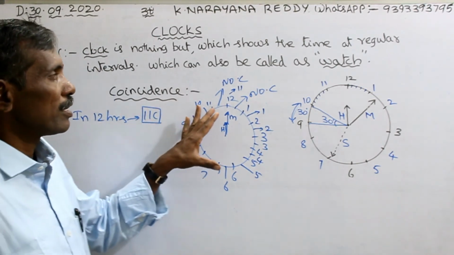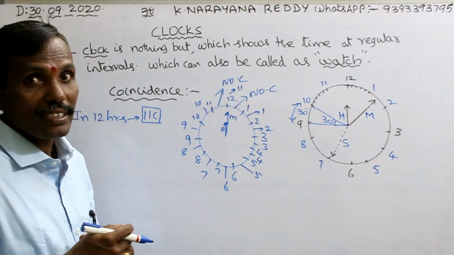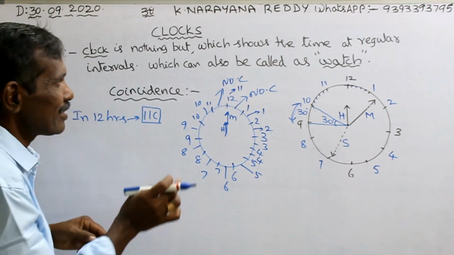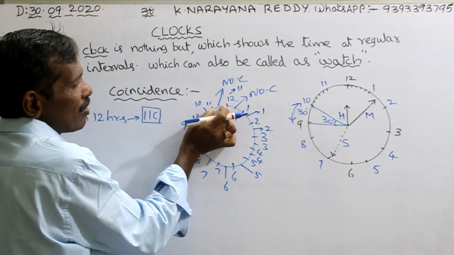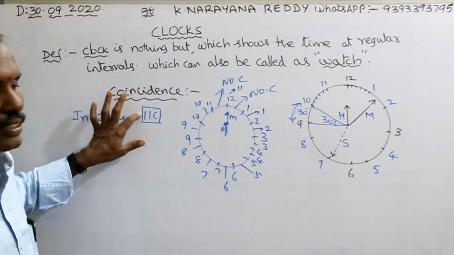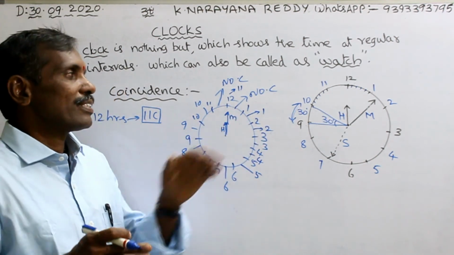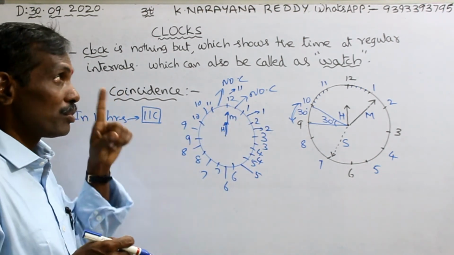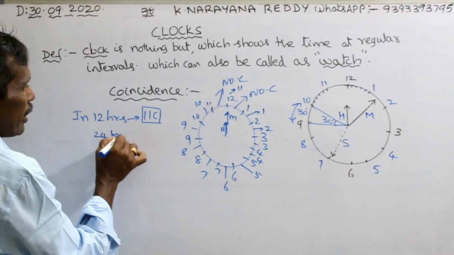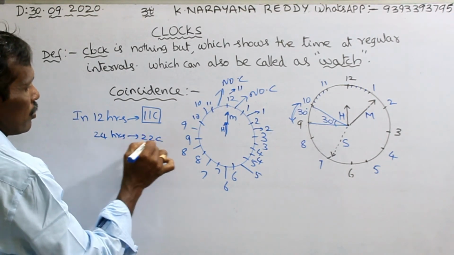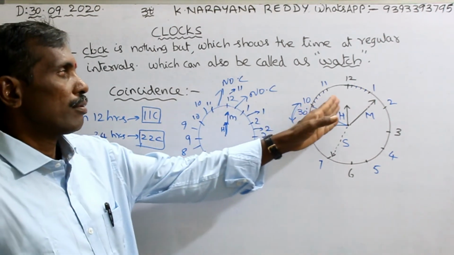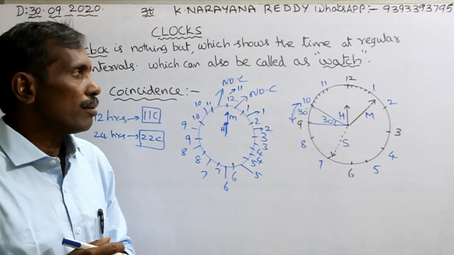11 times the minute and hour hands coincide with each other. Please observe carefully: not 12 times, only 11 times, because here no coincidence, here no coincidence, but at 12 there is. That is the point you have to observe carefully. So in 12 hours, 11 coincidences. In the same manner, in 24 hours, how many times? 22 times. 22 coincidences will happen in one day between the hour and minute hands.